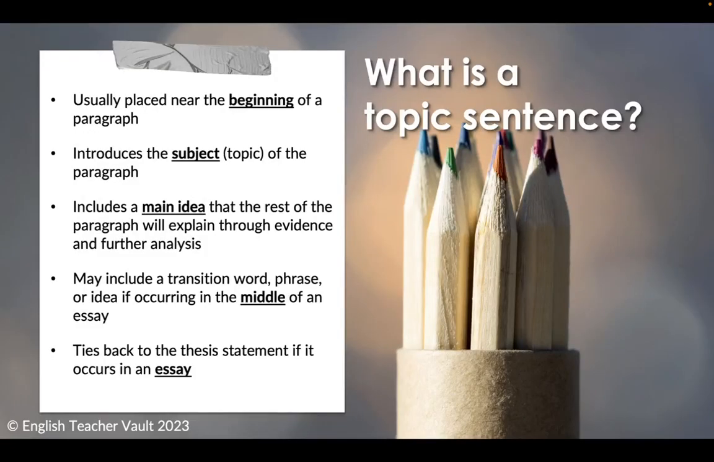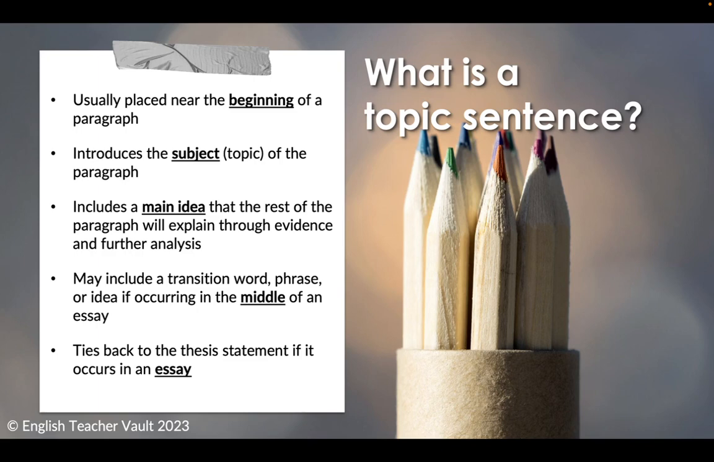All right, what is a topic sentence? We are talking about topic sentences in terms of the body paragraphs of your essay. So these are usually placed near the beginning of the paragraph or the very first sentence of that paragraph. It's going to introduce the subject or the topic of the paragraph. It's going to include a main idea that the rest of the paragraph is going to explain. That main idea should be analysis, meaning your insight, your observations, the main thing that you're going to essentially prove or support in the rest of that body paragraph.